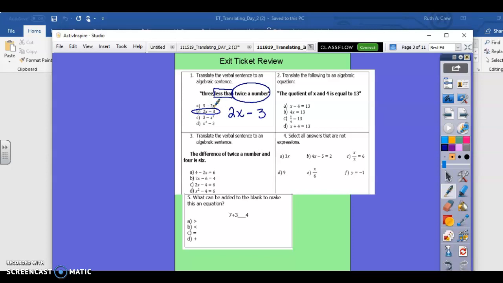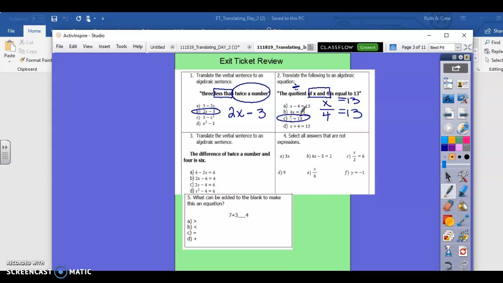Number 2, translate the following. The quotient, so that means divide. Anytime it's dividing, you want to keep these in the exact same order as they're written. So the x comes first, x divided by 4, and then it says is equal to 13. So that answer would be C.